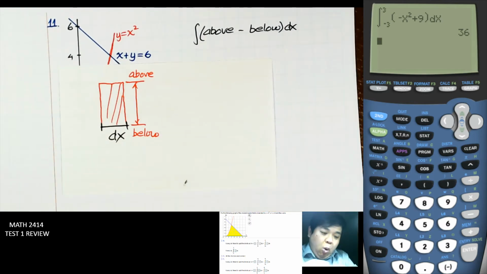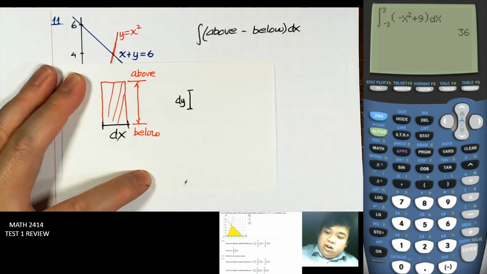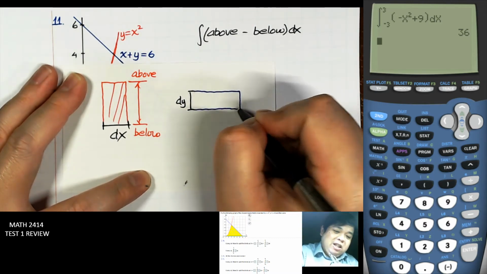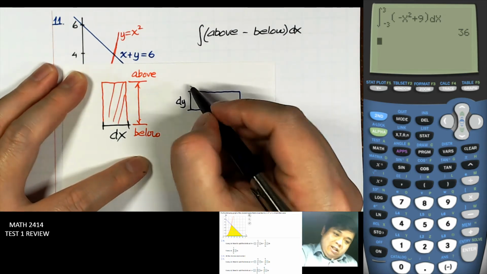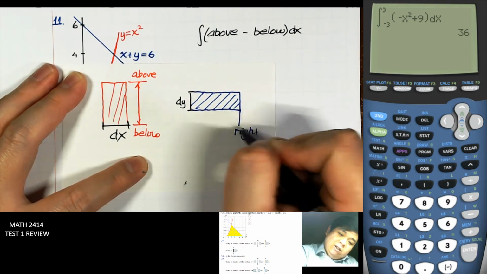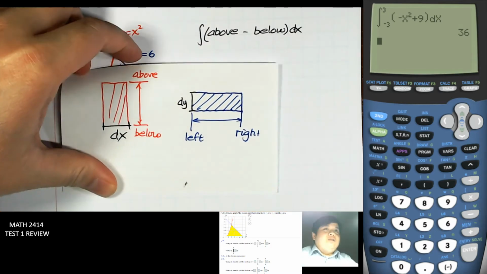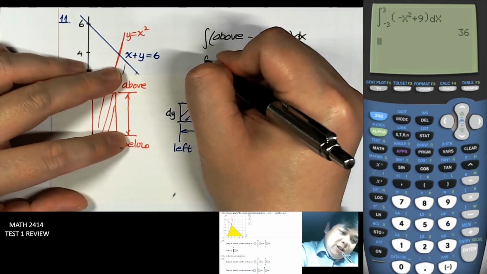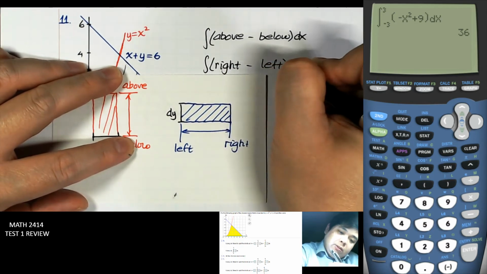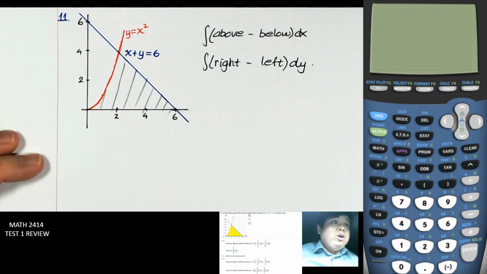Now, if we're using dy, which is vertical, we're going to need the horizontal to make a rectangle. And that one will be from the right minus from the left. So that's why we have these two formulas.